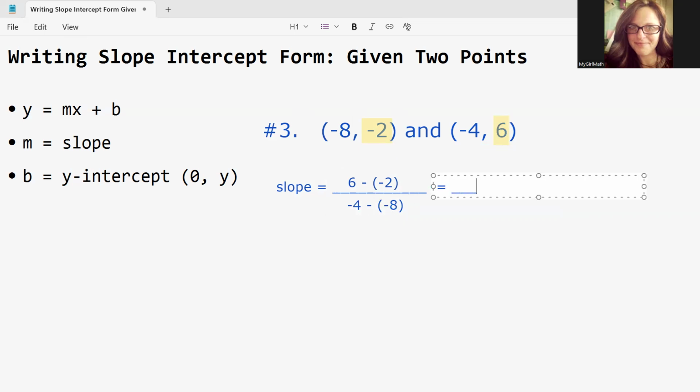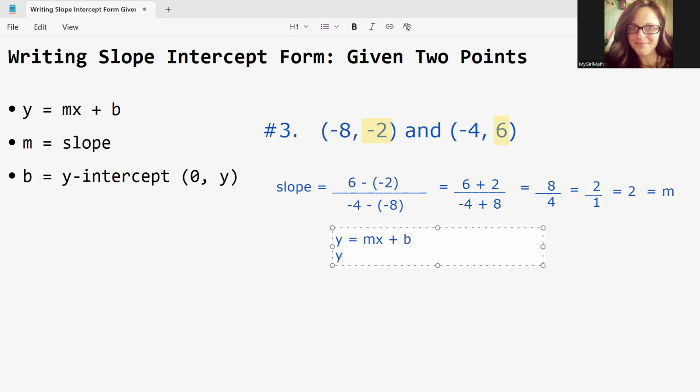And we'll subtract very carefully with all these negatives. You could rewrite minus a negative. And 8 divided by 4, you can reduce. 2 divided by 1 is 2. So our slope, m, is 2. We can start writing our equation, y equals mx plus b, by substituting 2 in for the slope.